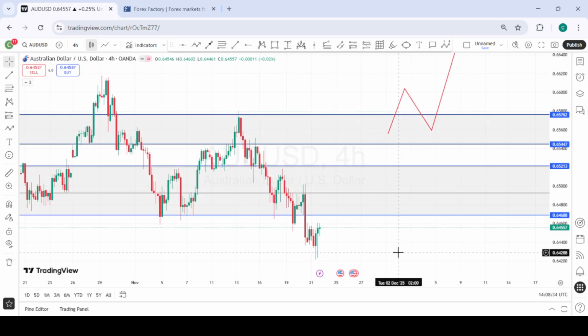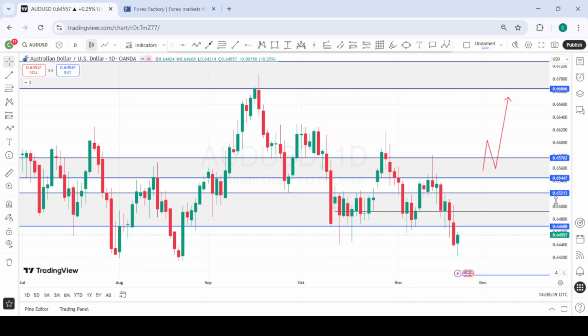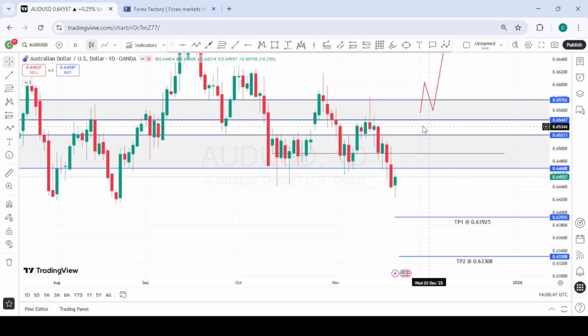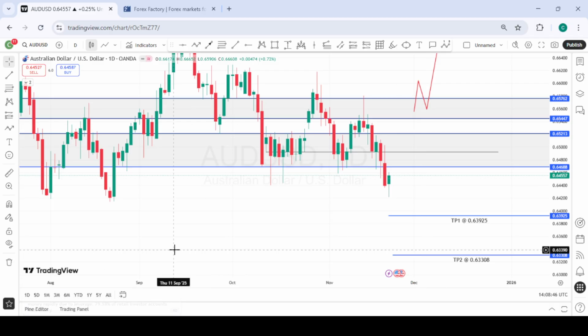So this is AUDUSD, and it happens to be one of my favorites for the coming week. I think the favorite pairs I have for the coming week will be AUDUSD, AUDCAD, and then GBPNZD.